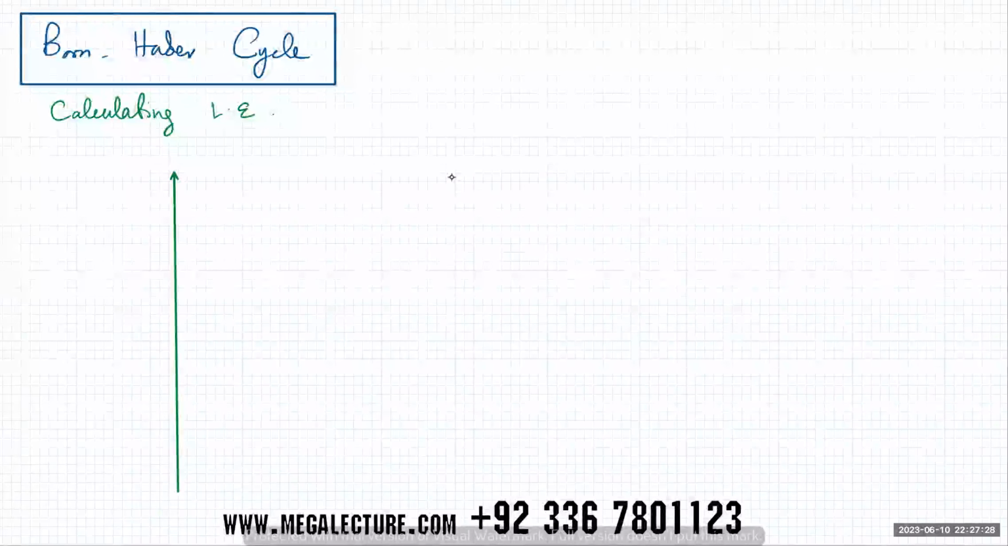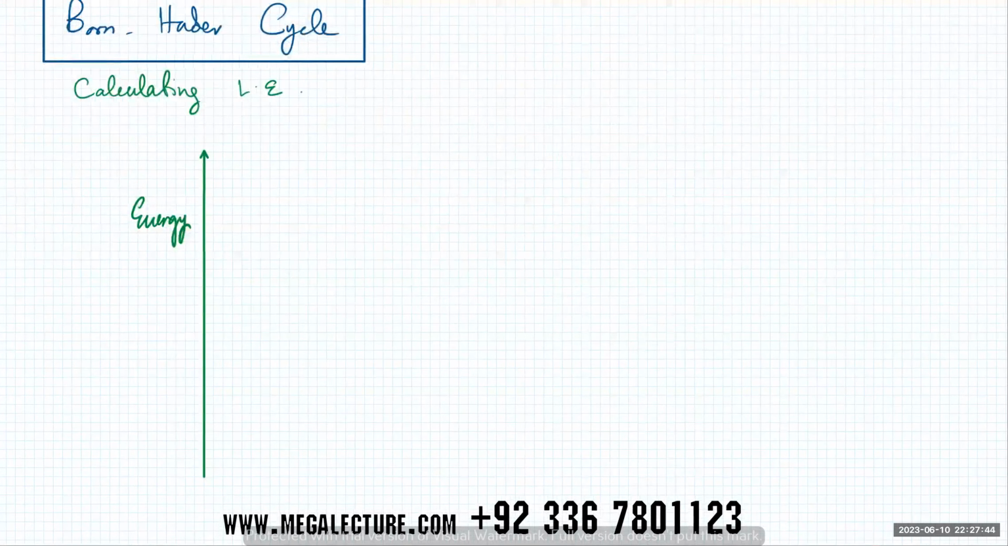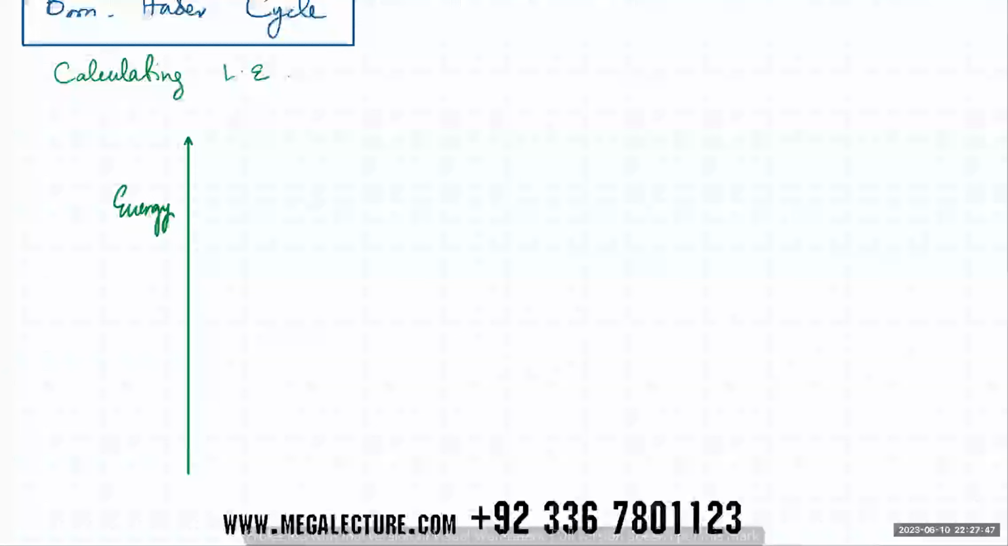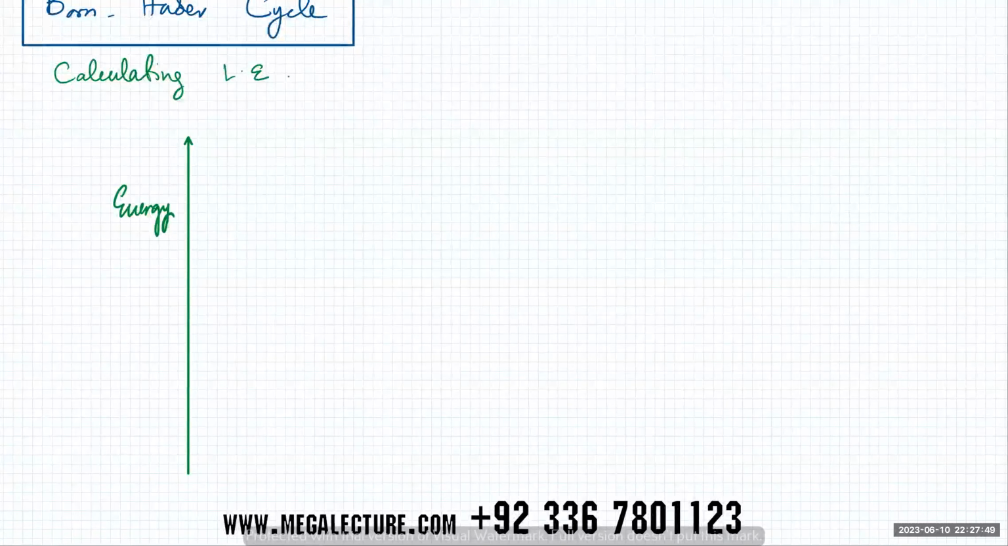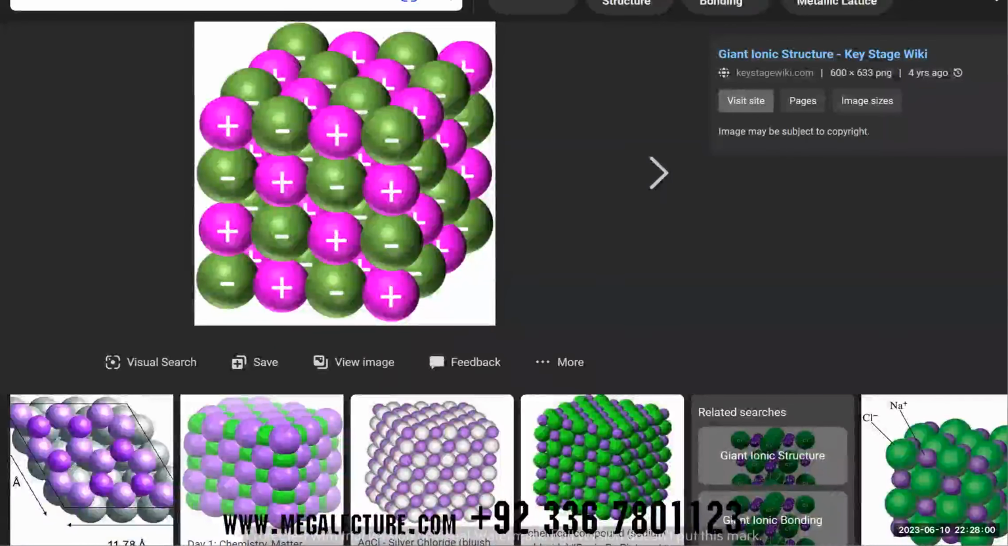Usually you've got an energy axis, so endothermic goes up, exothermic goes down. Now you're going to have different values, for example, let's say aluminium oxide. You're going to start off with the enthalpy change of formation. I don't actually know what the enthalpy change of formation of aluminium oxide is. Just one second, let me get a value.